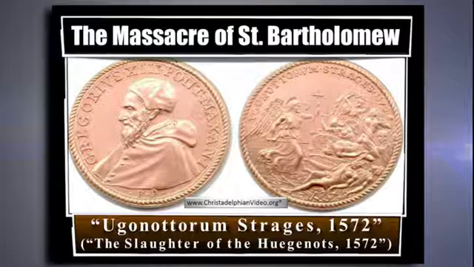And at the end of it, the Pope here had this coin made to celebrate what had happened: the slaughter of the Huguenots in 1572. And here you can see this is a figure of an angel of God killing the Huguenots.